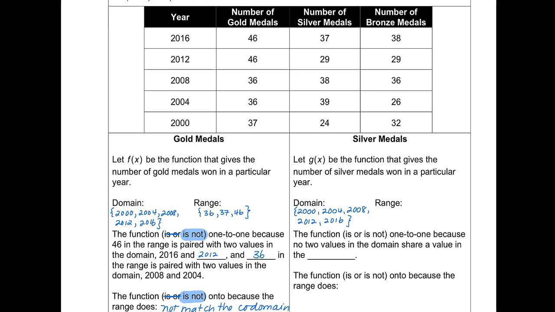And this time the range, there are no duplicates. So if I go from least to greatest, isn't the smallest 24? Then 29, 37, 38, and 39.